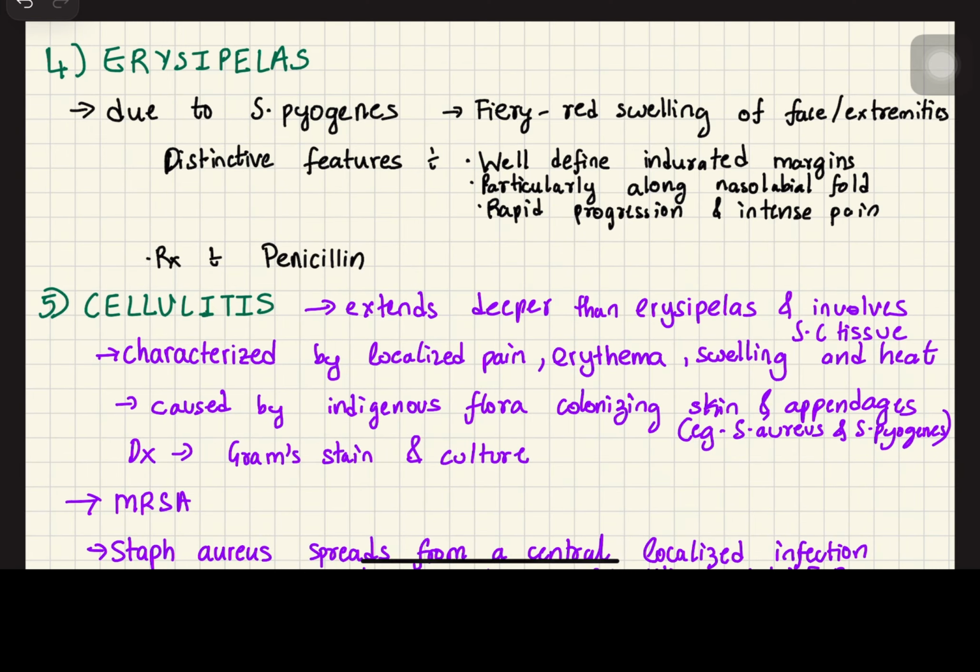Next one is erysipelas. They occur due to Streptococcus pyogenes. Basically, they are fiery red swelling of the face or extremities. The distinctive features are they have well-defined, indurated margins, and this is very important. They occur particularly along the nasolabial fold and they have rapid progression and intense pain. Treatment is IV penicillin G. How do you differentiate it from cellulitis? Basically, cellulitis has less sharp edges and is more lymphatic.